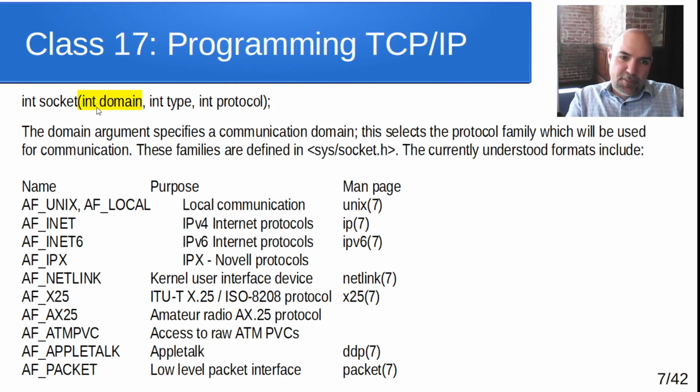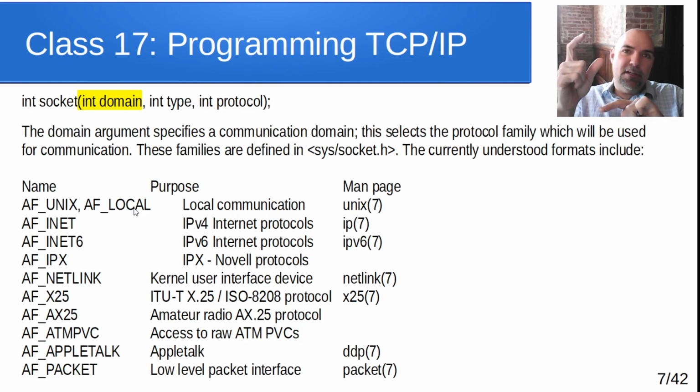But you'll notice that the first parameter that this takes, first argument, is domain. And that specifies a communication domain, which is the kind of communication we want to do, meaning what protocol family is it that we're going to use for communication. And the available families are defined in this other header file. And here are some of the currently understood formats. You'll notice here's AF_UNIX, AF_LOCAL. Those are used when we're not talking over the internet, but talking from one process to another process directly.